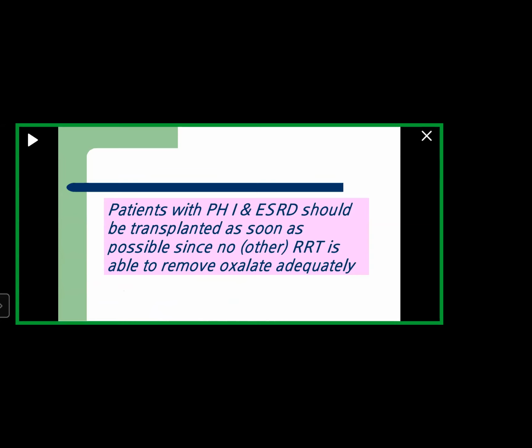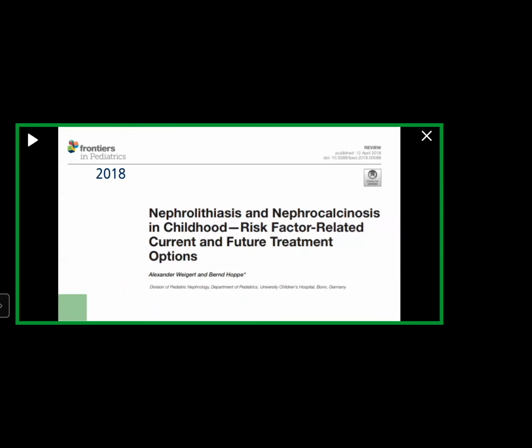And therefore, patients with primary hyperoxaluria type 1 and end-stage kidney disease should be transplanted as soon as possible, since no other renal replacement modality is able to remove adequate amount of oxalate. This article has been discussing nephrolithiasis and nephrocalcinosis in childhood, current and future treatment, and they only mention transplantation in one disease, which is primary hyperoxaluria.